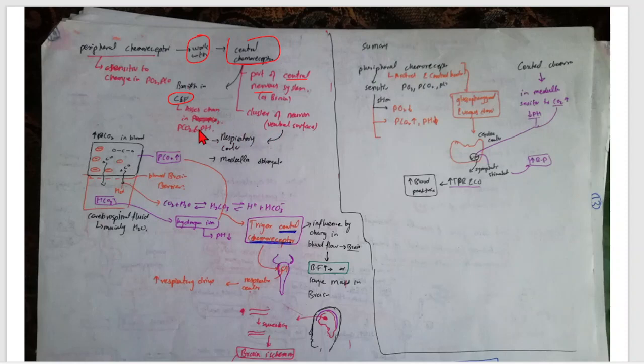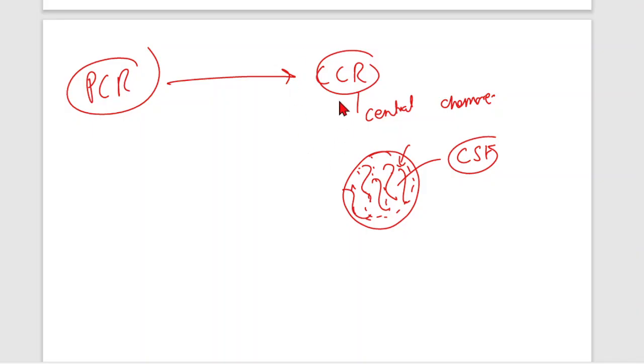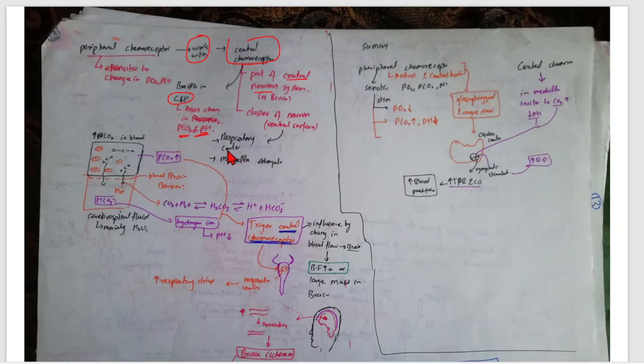So it detects changes in the partial pressure of carbon dioxide and pH. For example, the central chemoreceptor monitors carbon dioxide concentration and pH. These are the two things. After that, it activates the respiratory center in the medulla oblongata. For example, this is the partial pressure of carbon dioxide in the blood.